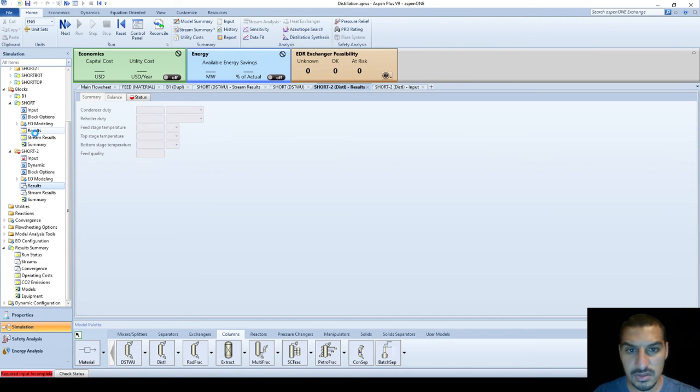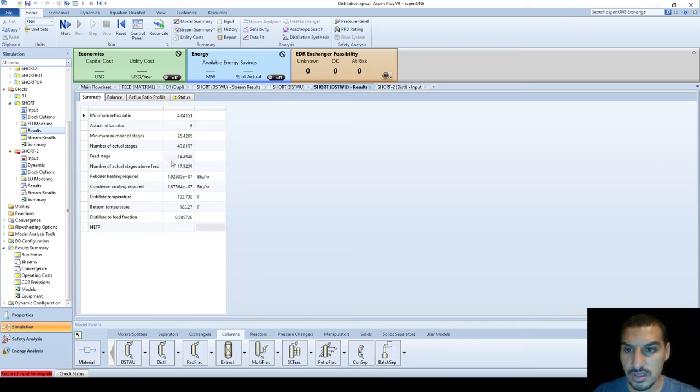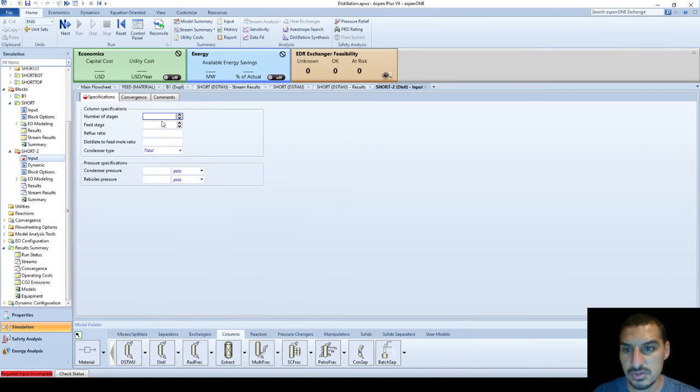So I need this. I have the number of stages. This is 40.8, so I cannot put fractions here because this should be the number of actual stages. So this has to be a whole number. If I put 40.8, it's not allowed to put a dot.